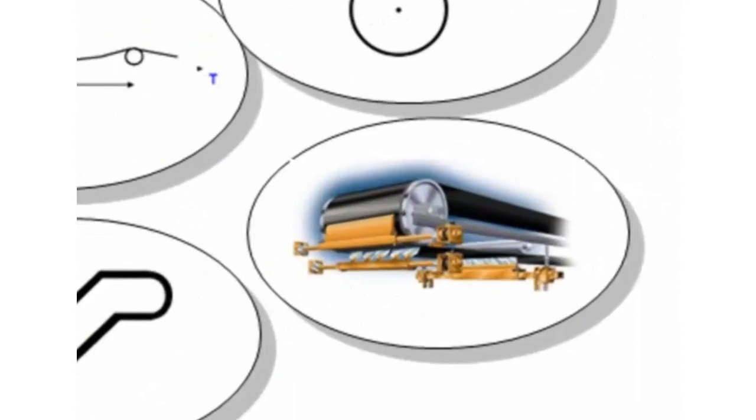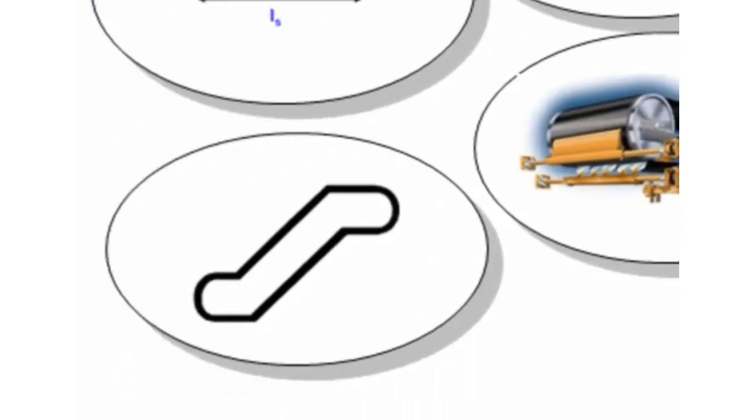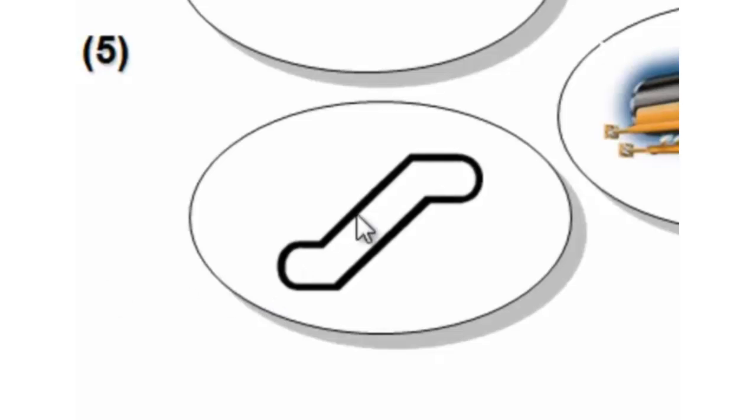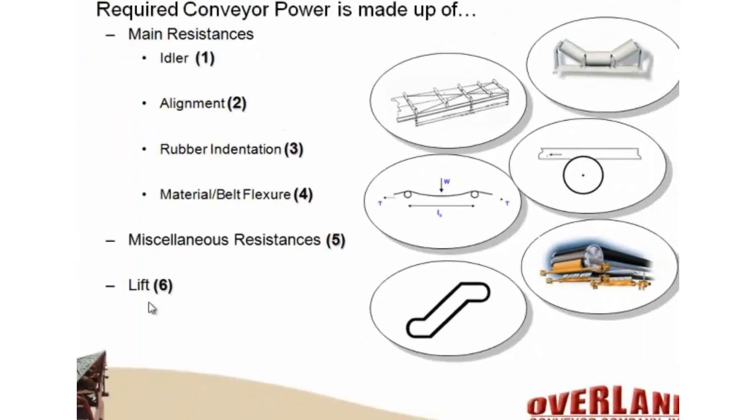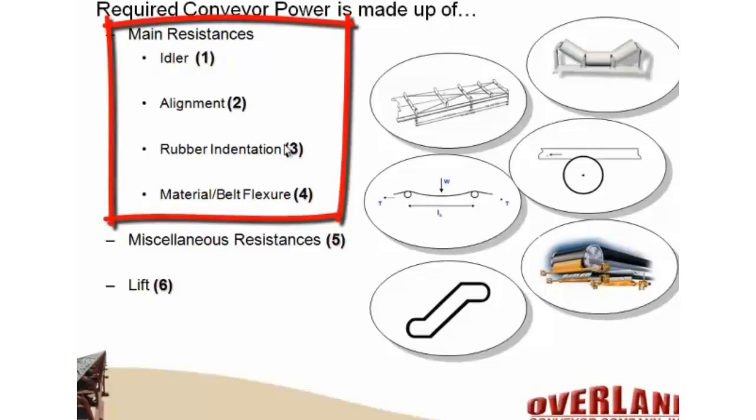Then we also have miscellaneous resistances, miscellaneous drags, which is belt cleaners and plows and the pulleys and things that are point loads on the system. That's a separate category. And then we also have lift, which is just gravity. It's overcoming gravity. If we have to lift material 100 meters, we have to overcome gravity. If we're lowering it, then gravity helps us. It's pushing us down. So lift is a separate item. The miscellaneous resistances are a separate item. But what we're going to talk about here really is the main resistances that make up what we consider to be our F coefficient.